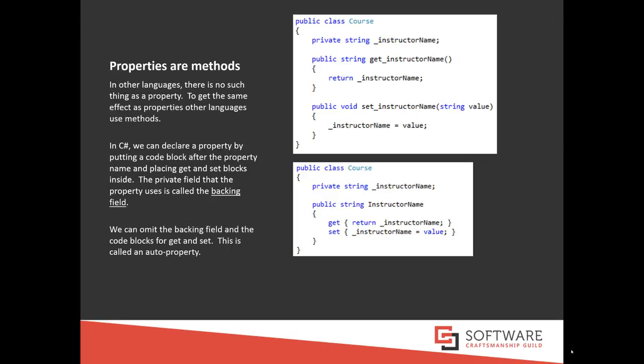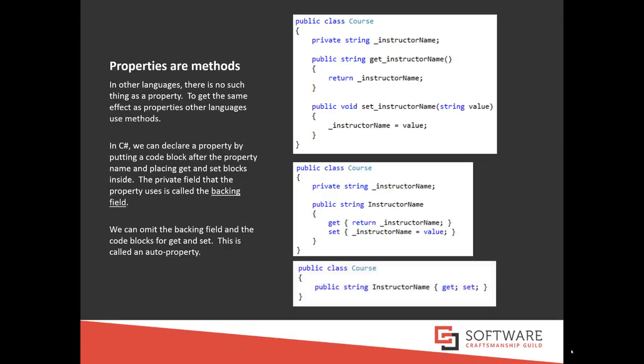We can omit the backing field and the code blocks for get and set. If we do this, it's called an auto property. So here's a code sample right here. Public string, so accessor, everybody can see it. Type, it's a string. Name, instructor name. And then a code block with just get semicolon set semicolon.